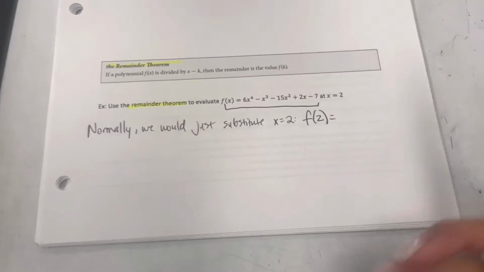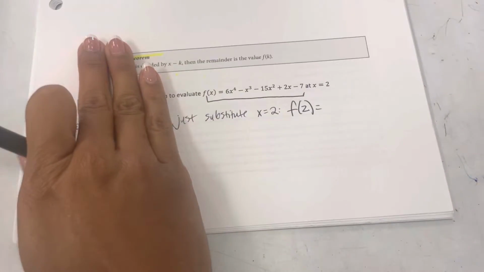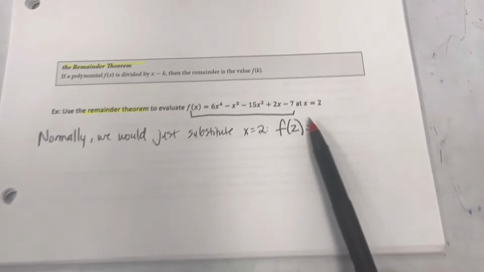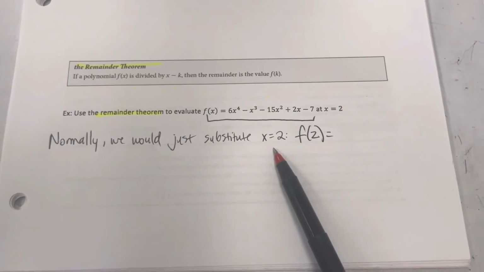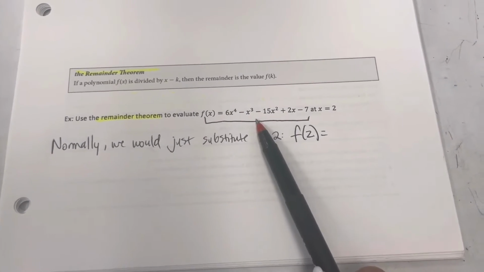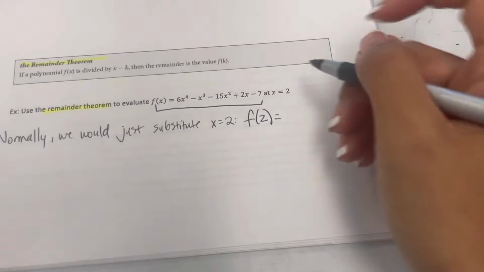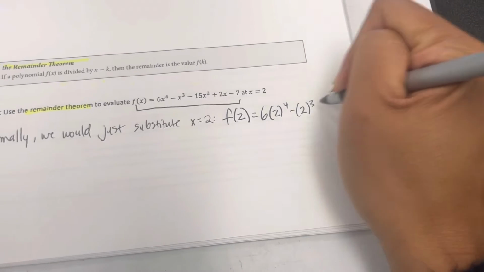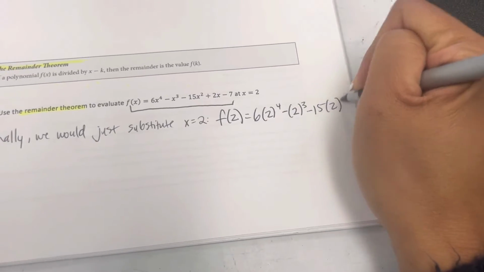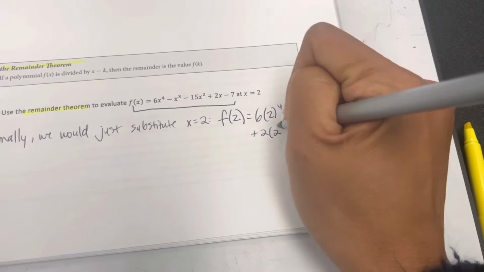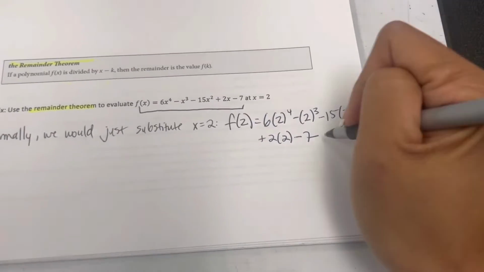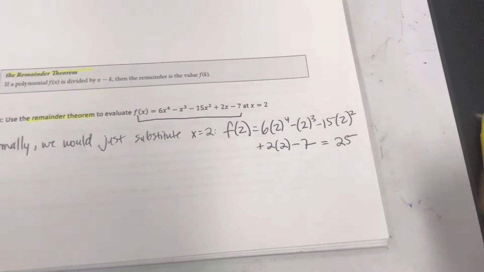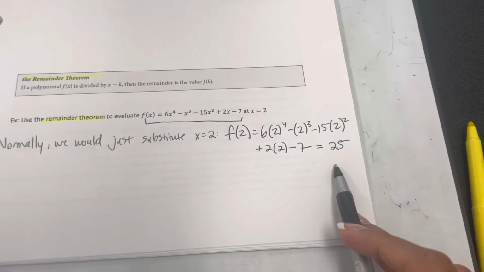So what we would normally do if we didn't know about the remainder theorem, if they ask us this question, is we would just plug in 2 into this equation, right? If you plug in 2 into this equation, you get 6 times 2 to the 4th, minus 2 to the 3rd, minus 15 times 2 to the 2nd, plus 2 times 2, minus 7. And you plug all this in, just in short, you will get the number 25, right? If you plug it in.